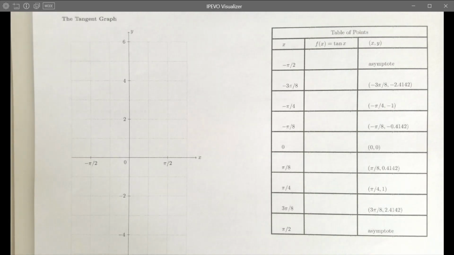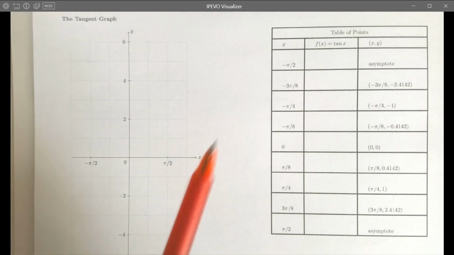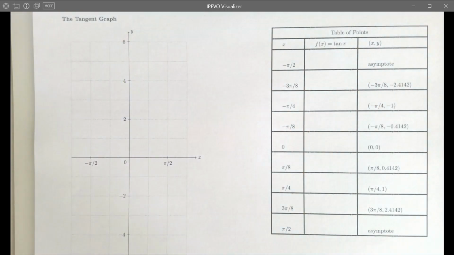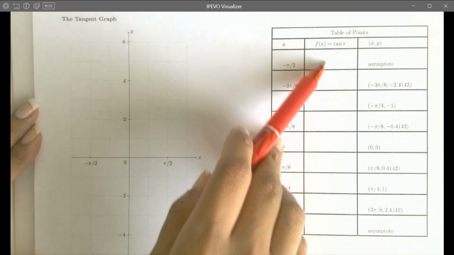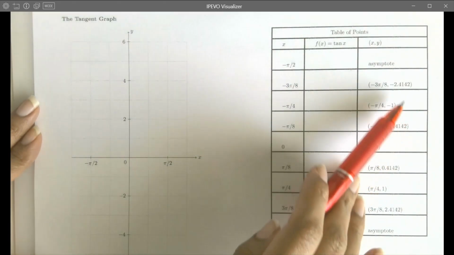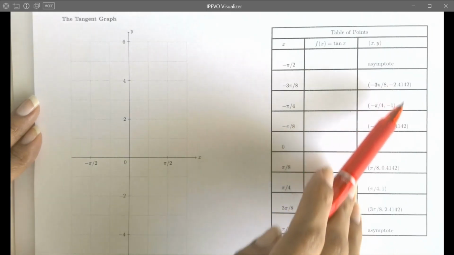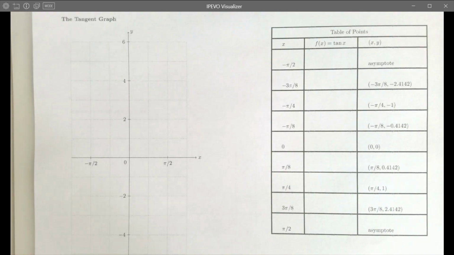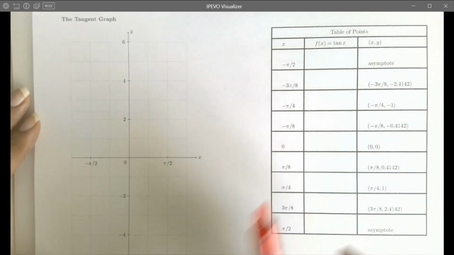On page 9, we're taking a look at how to graph the tangent function. We've been given a list of x values, and we've also been given the corresponding y values already in the form of a point x comma y. So really the only thing that is missing is the work in showing that the y value is indeed what is already listed here. And that's what we're going to do for this part of the table.